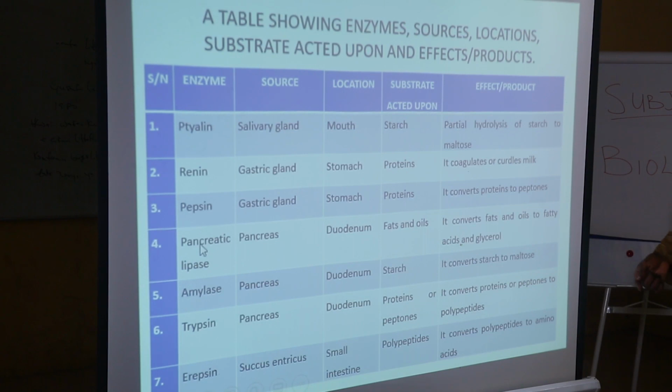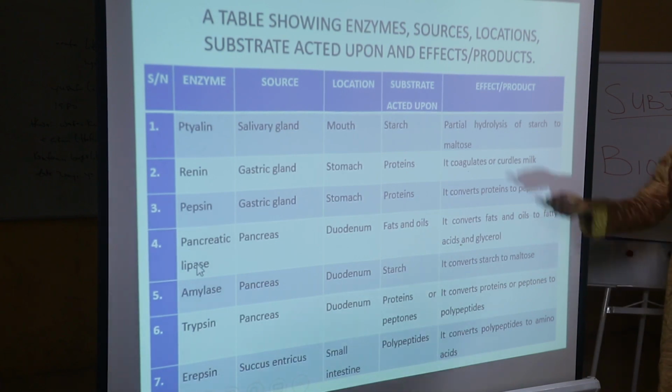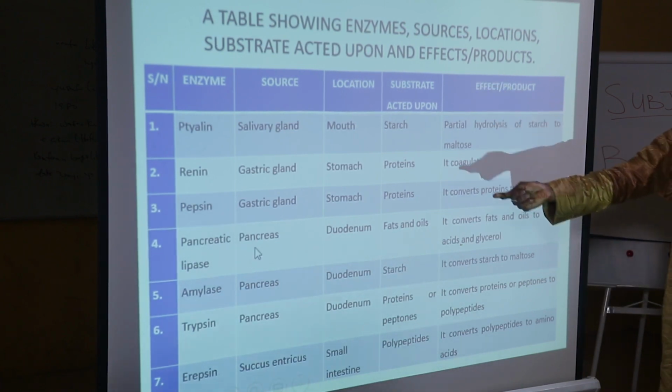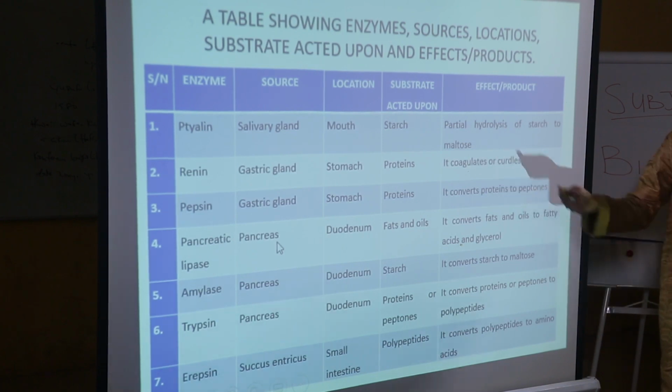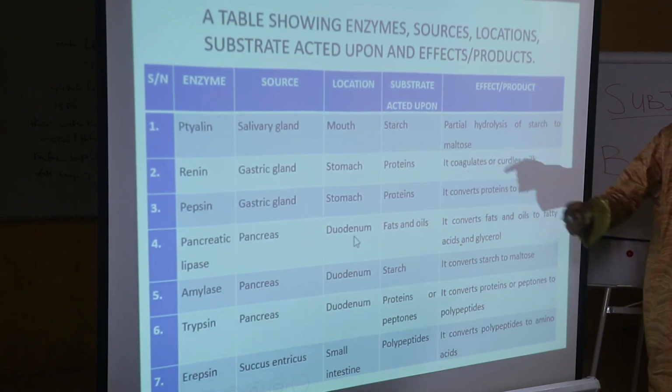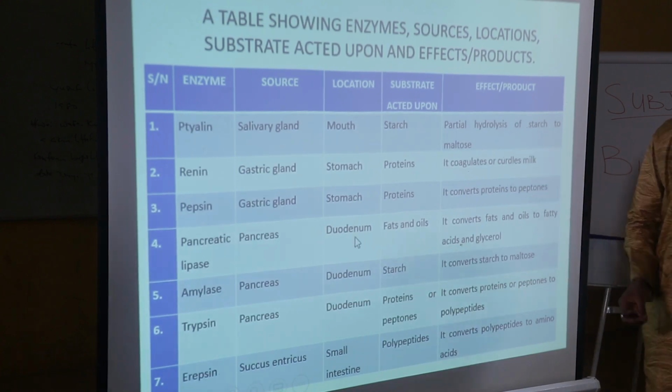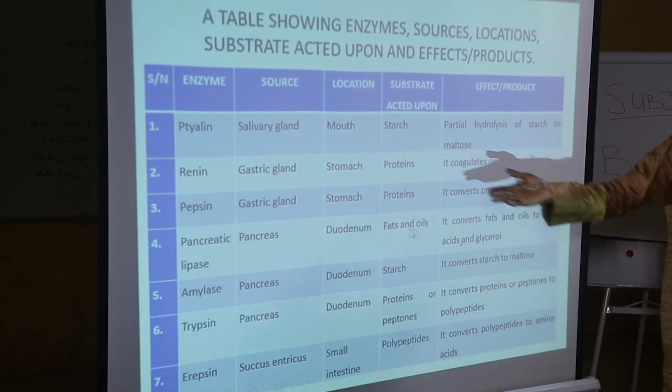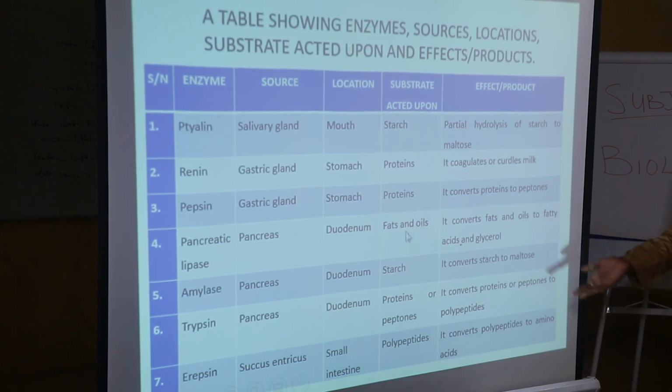The next we have the pancreatic lipase. The source of this is the pancreas. Where is this pancreas located in the body or in the alimentary canal? It is found in the duodenum. That is part of the small intestine. What food substance does it act upon? It is lipids, that is fat and oil. What happens? It converts fat and oil into fatty acid and glycerol.